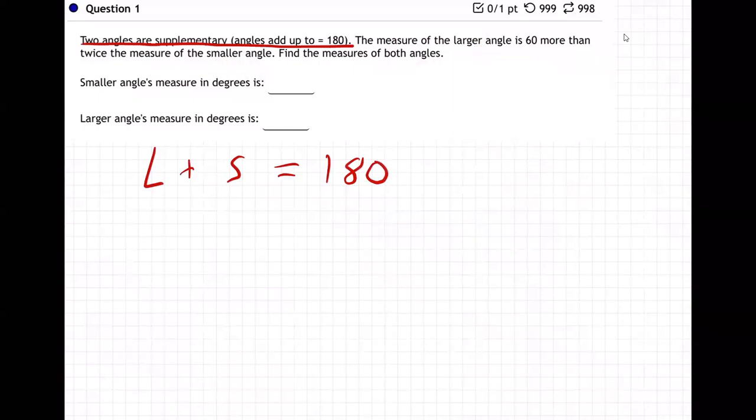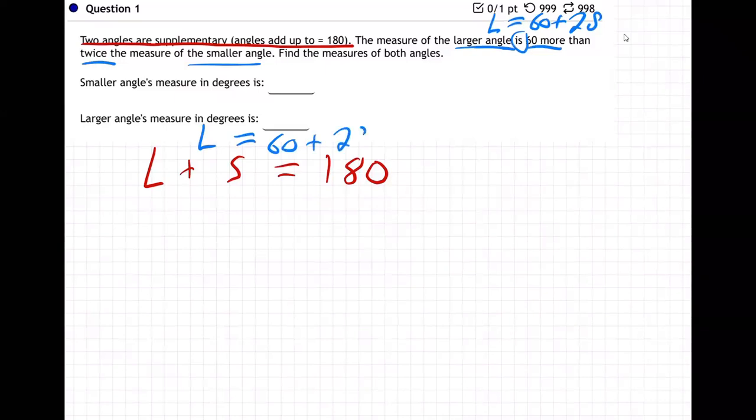And then the second equation is going to be the larger angle, L, equals 60 more than, 60 added to twice the smaller, 2S. That making sense? I'll write that right here. L equals 60 added to 2S.